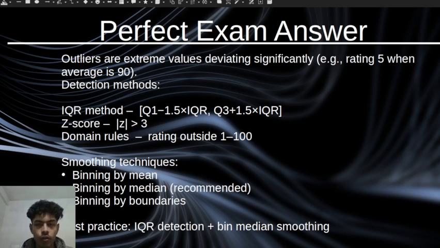And for a more complete answer: outliers are extreme values deviating significantly. The detection methods are the interquartile method, where we find quartile 1 and quartile 3, the Z score method, and the third method is domain rules. The smoothing techniques are binning by mean, binning by median, and binning by boundaries. Binning by boundaries is the same as round off, where if there is 18 it will be rounded off to 20.